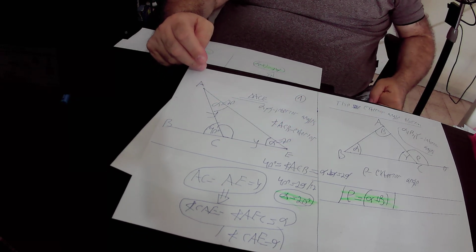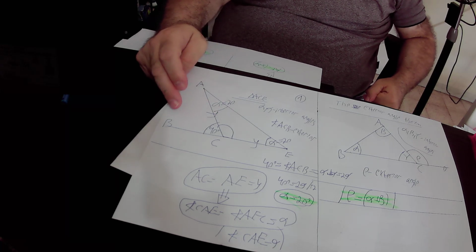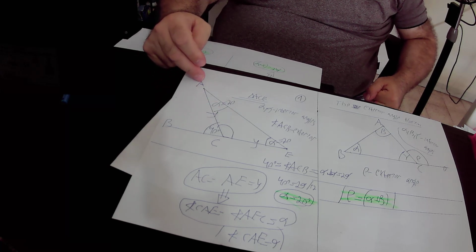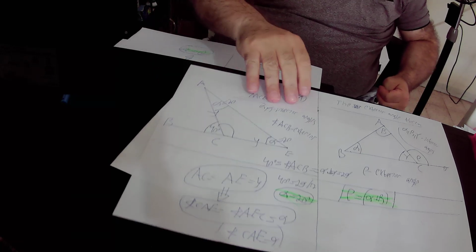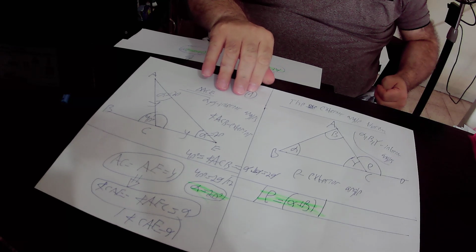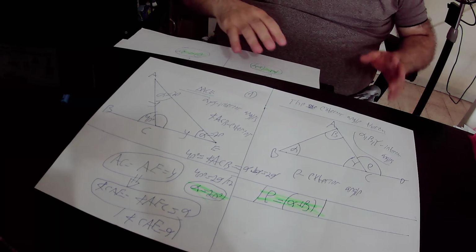Then I copied angle ACB from the original drawing, and we know according to what is given as the equation, angle ACB equals 40 degrees. Then I presented to you the exterior angle theorem. The exterior angle theorem is true in any triangle.